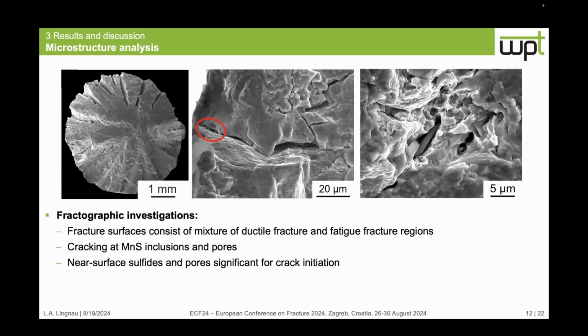And we can see, on the one hand, the typical fracture surface of a fatigue specimen with a mixture of ductile fracture and fatigue fracture regions, that the crack initiation mainly occurred at pores and manganese sulfides near the surface area, as well as crack propagation along the manganese sulfides and pores. But how do we get the information about the distribution of defects in the volume that I've talked about before?